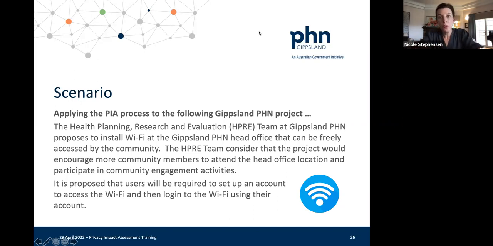So it's proposed, the project team are proposing that users will be required to set up an account to access the Wi-Fi, and then they'll log into the Wi-Fi using their account. So this is our scenario.